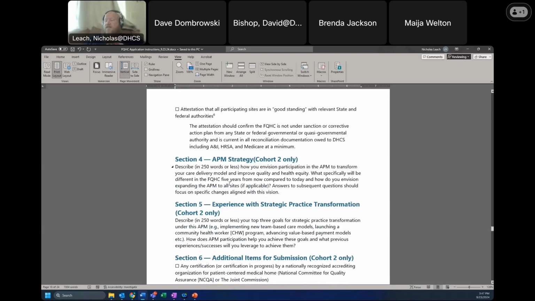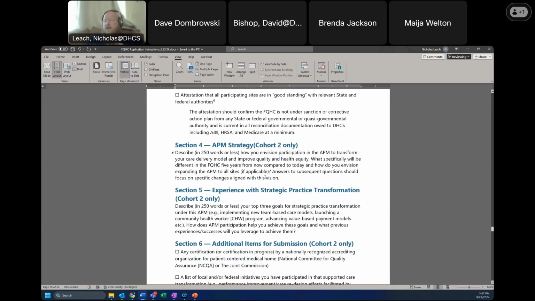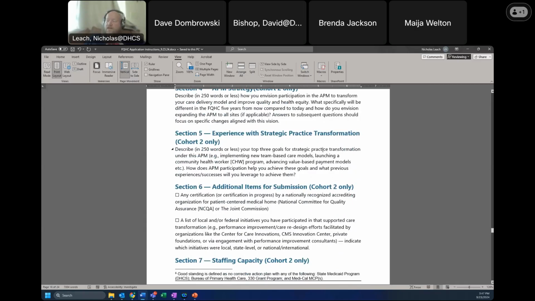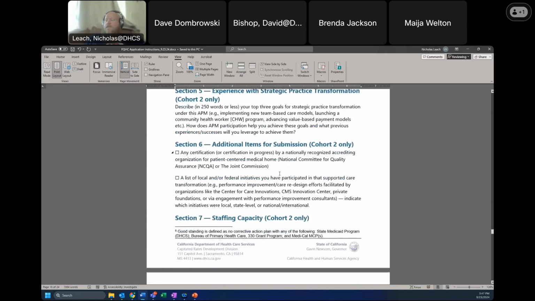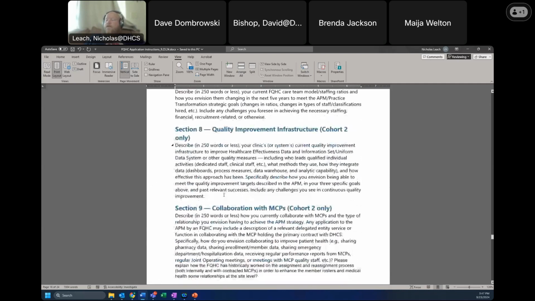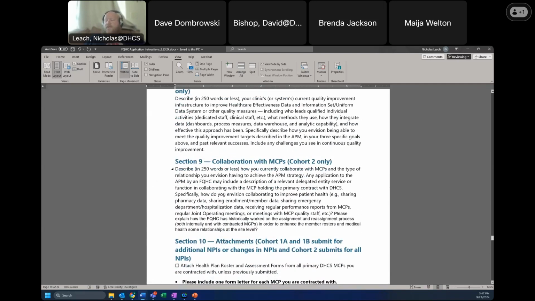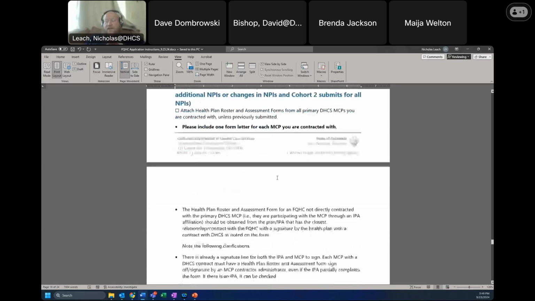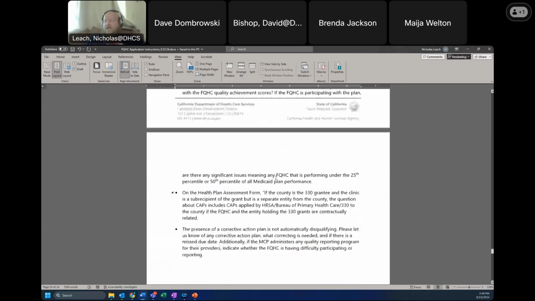Section 4 is talking about your APM strategy for how you envision your site or your organization and what you're going to do for the APM over the next 5 years. Experience with strategic practice transformation, a couple more additional items for cohort 2, talking about your staffing capacity, the quality improvement infrastructure, how you collaborate with MCPs, just double checking to make sure you have all of your attachments and stuff turned in.